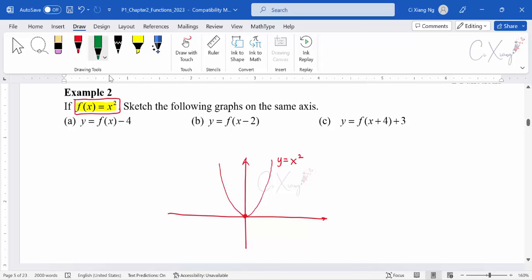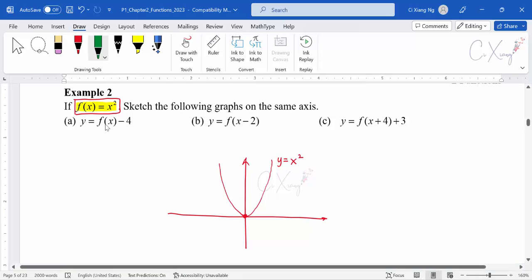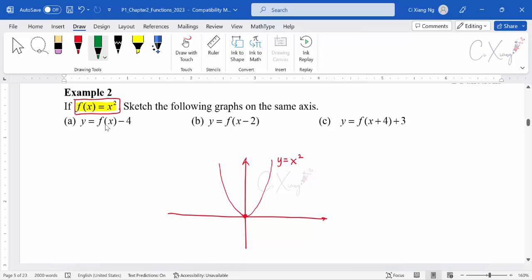Okay, so let's have a look at the first example, part A. They are saying that y equals f(x) minus 4. You can see very clearly that the minus 4 is outside the basic function, where if I write it out, it will be y equals x squared minus 4. So the minus 4 is outside the x squared, outside the basic function. It means that this is the vertical translation. Vertical translation means that either you move it up or down.